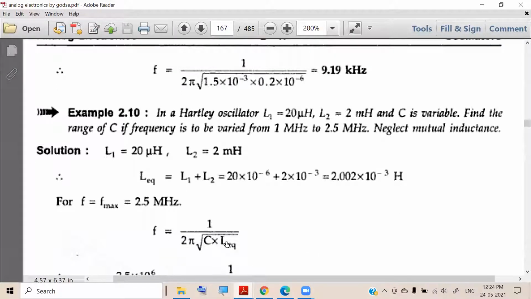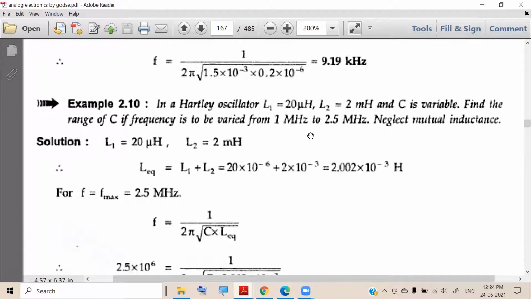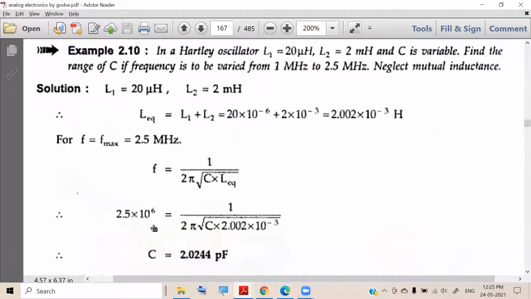Then how to get the range of C? One time we substitute this frequency and find C. Another time, in place of frequency F, we substitute the value 1 megahertz, and again we find C. Because frequency is from this value to this value, the corresponding capacitance will be between the two values. So that will be the final answer.